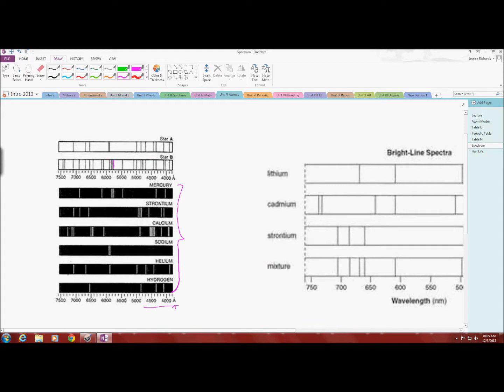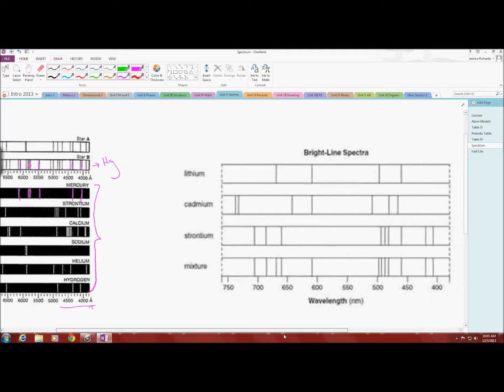If you see these lines here, just like in Mercury, the lines that match up, you can see that since this star has all of the lines that you see in Mercury in its spectrum, star B must have Mercury in it. And this is how they identify which elements there are in the star. They take the light from the star, shine it through a spectrometer, and get these wavelengths.